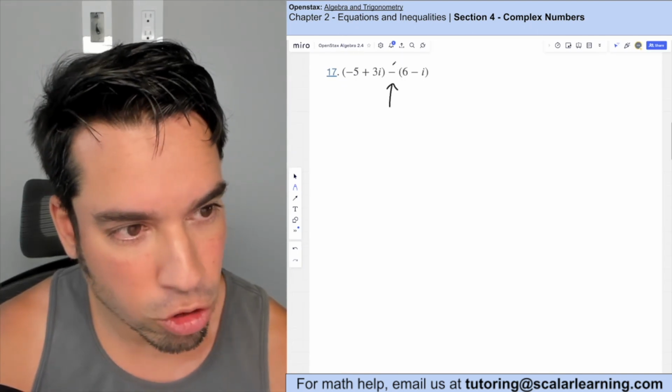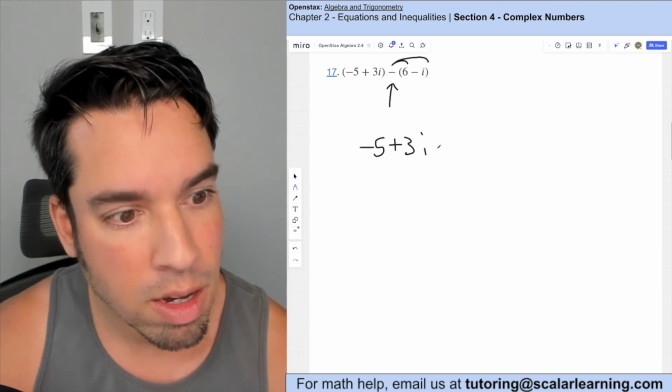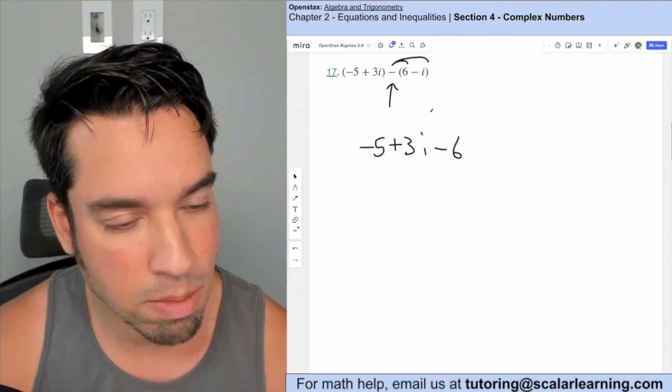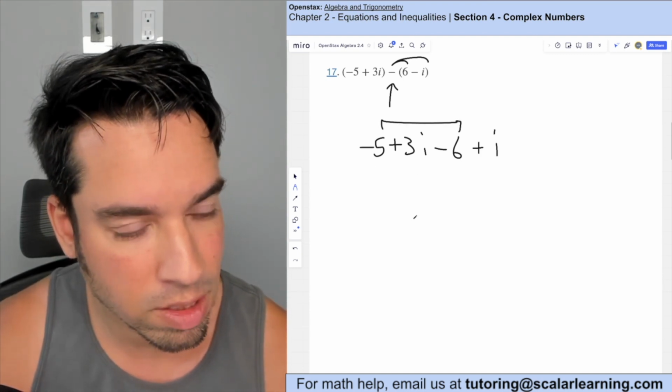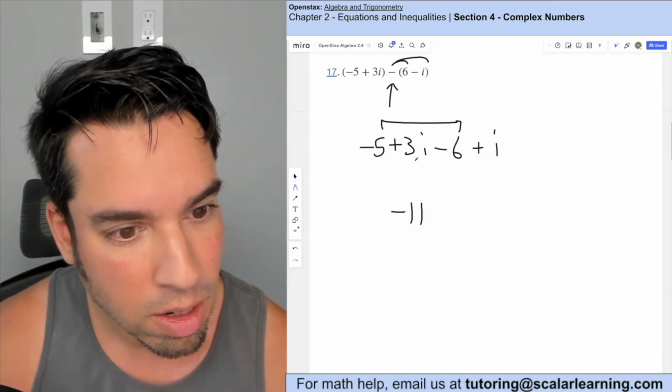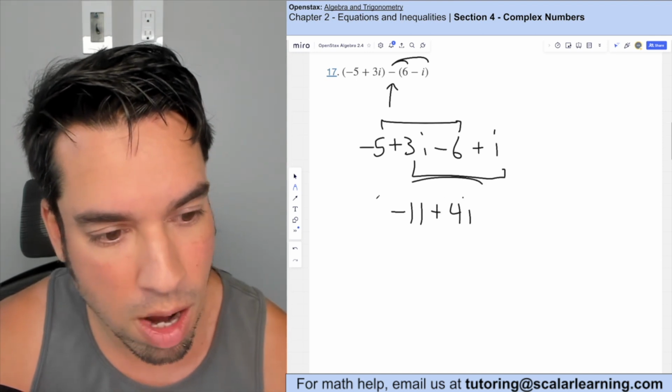Here we have a minus. And so I got to first distribute that minus. So I got -5 plus 3i minus 6. And then minus and minus makes plus i. Now I'm going to combine like terms. -5 and -6 makes a -11. 3i and i makes a 4i. -11 plus 4i. Boom. Done.